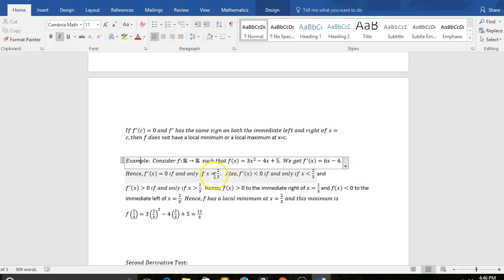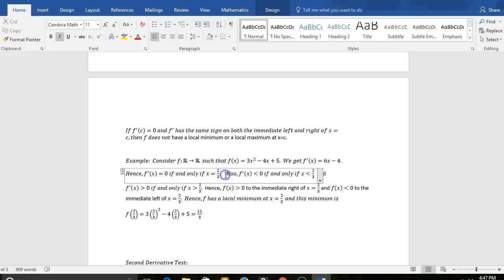So now, guys, to get the actual value of the minimum, you're going to have to take 2/3 and plug it into the original f, the 3x squared minus 4x plus 5. I do that way down here, and I get 11/3. I'll go ahead and spoil the plot for you. So 11/3 is our absolute and local minimum.